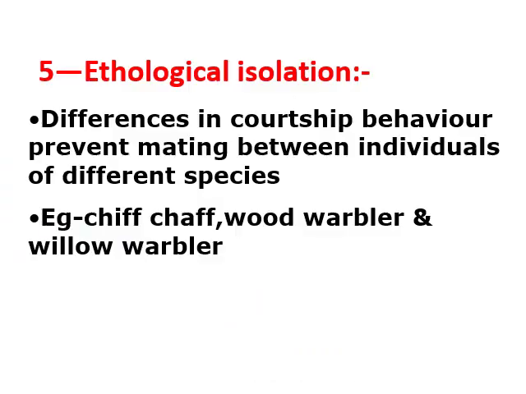And the next one is ecological isolation, in which their reproductive behavior, that is called courtship behavior, may differ from each other and prevent their mating or interbreeding. There is an example of chiffchaff, wood warblers, and willow warblers. All of these animals have different courtship behavior. Due to their different courtship behavior, they cannot reproduce with each other.